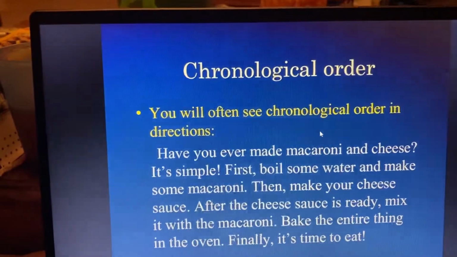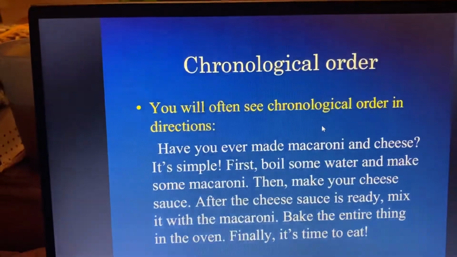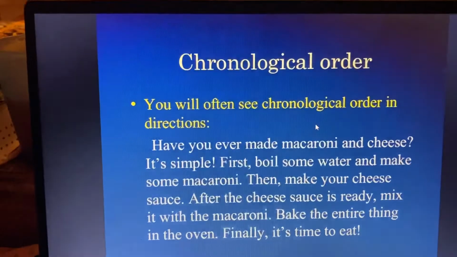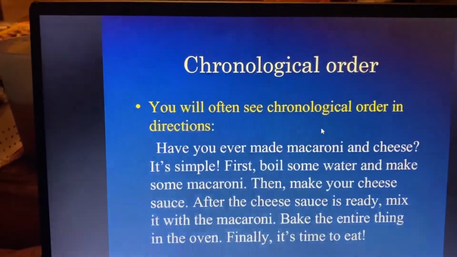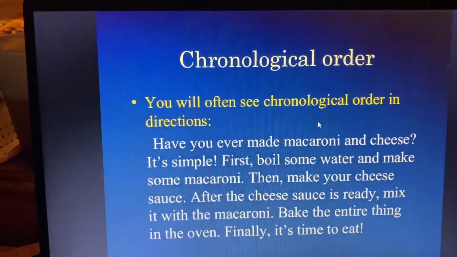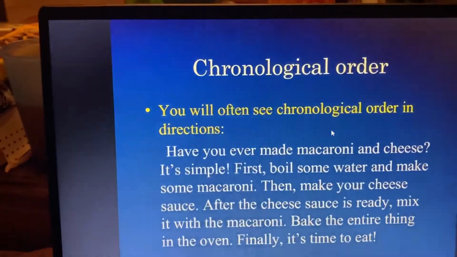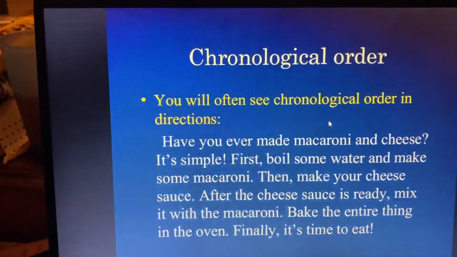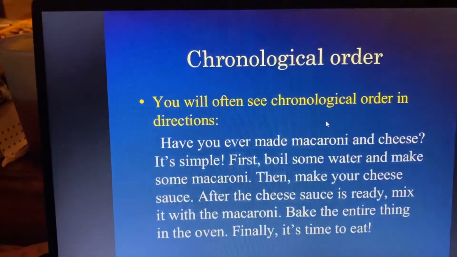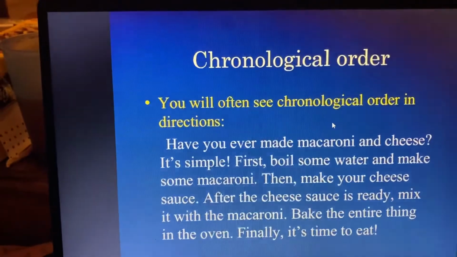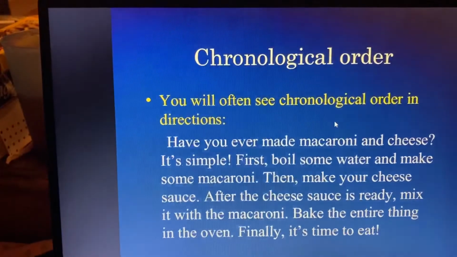You'll often see chronological order in directions. Now, this is a direction for making macaroni and cheese. Now, this isn't any Kraft macaroni and cheese. We're talking about the good stuff here, y'all. We're talking about like liquid gold. We're talking some magnificent, yum, yum, yum mac and cheese. I make some good mac and cheese, actually.